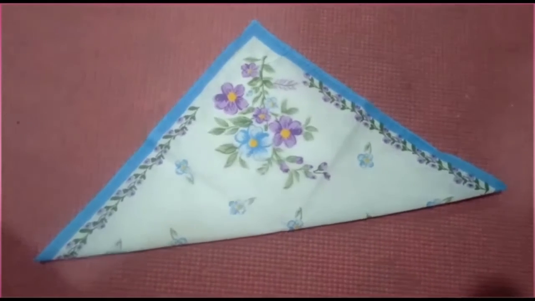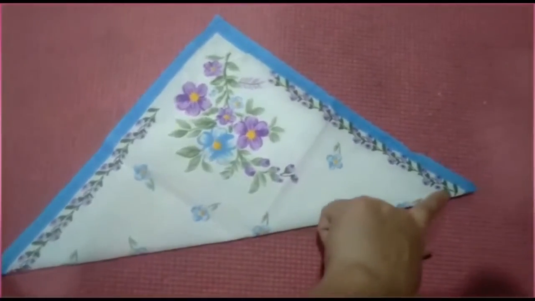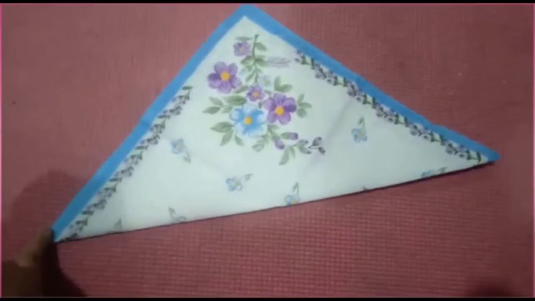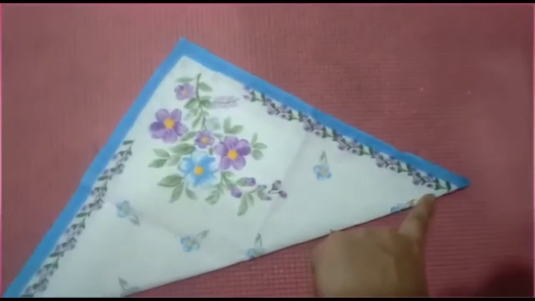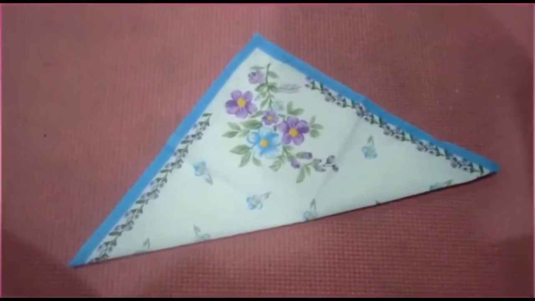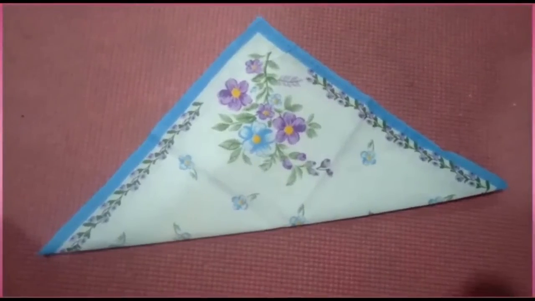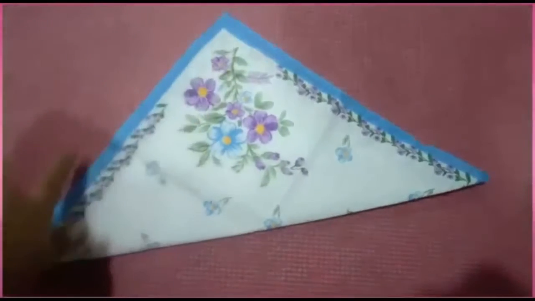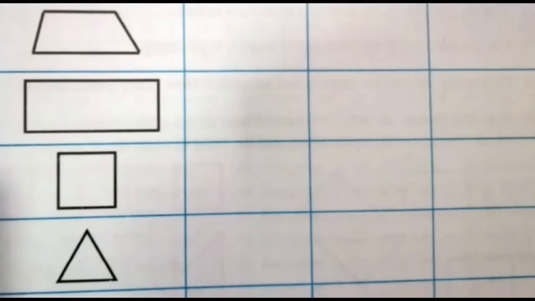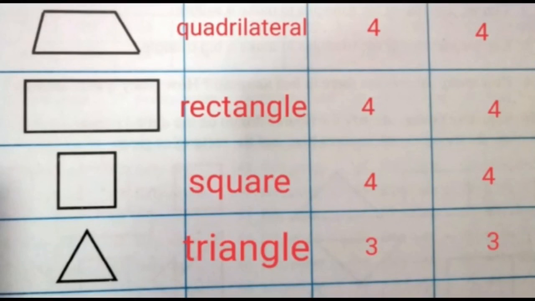When we fold the opposite corners of the square, we get a triangle. Now tell me, how many edges does a triangle have? A triangle has 3 edges and 3 corners. Now look at the table below and complete the table. You have to write the name of the figure, number of edges and number of corners like this.